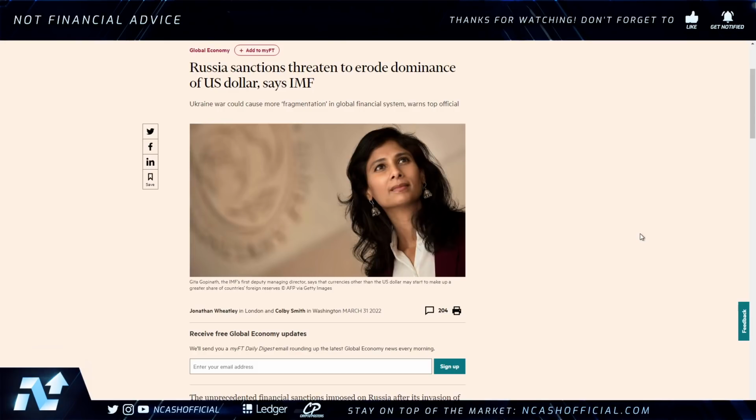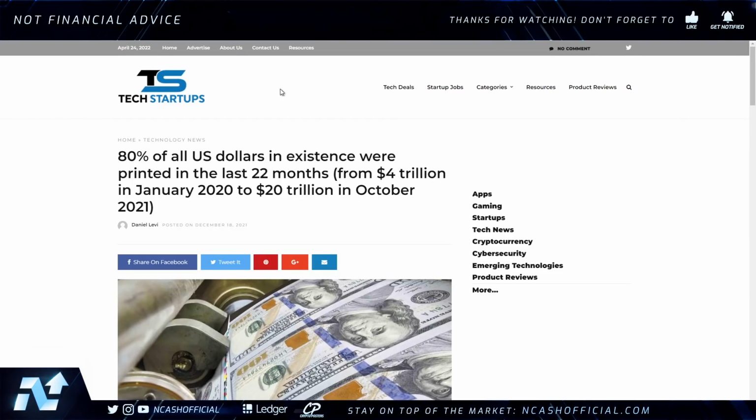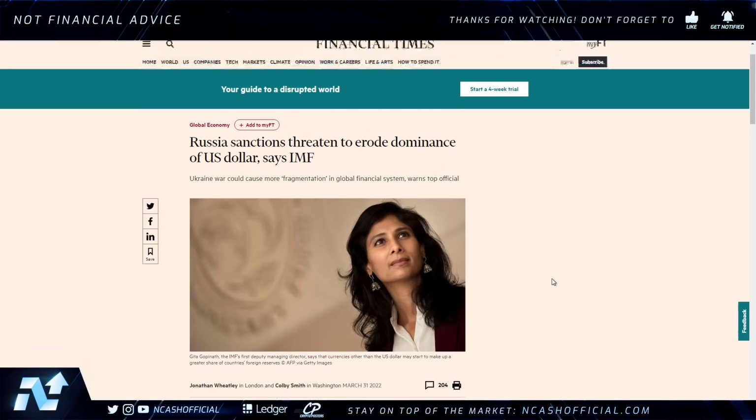As the US is printing more and more fiat currency, which I've addressed is 80% in the last 2 years, from $4 to $20 trillion, this is pretty significant. 80% of the US dollar in existence printed in the last 2 years. And the printers have not stopped. They are continuing. So as we do look at that, right?